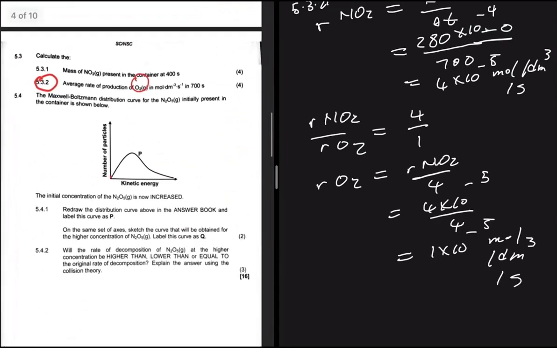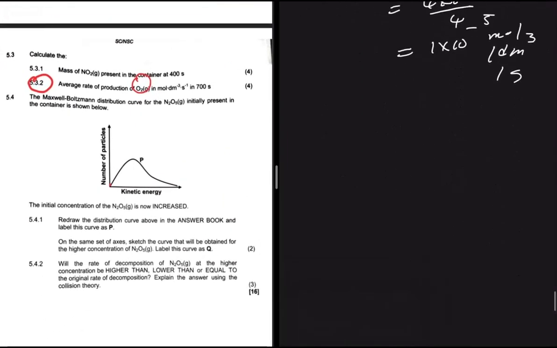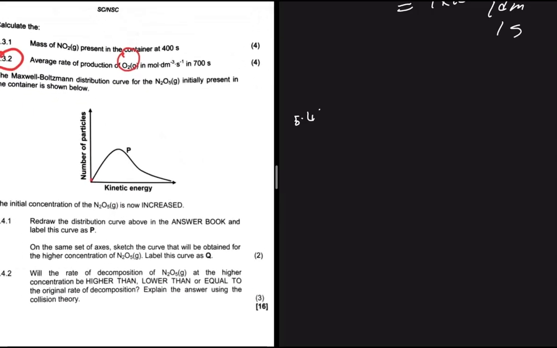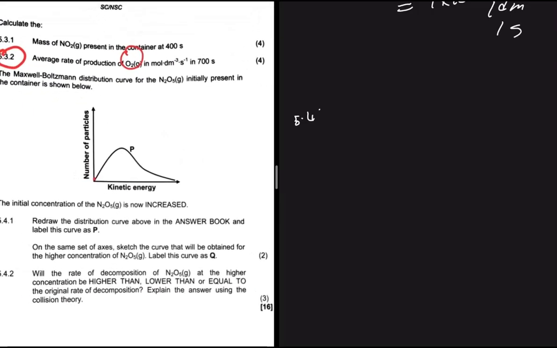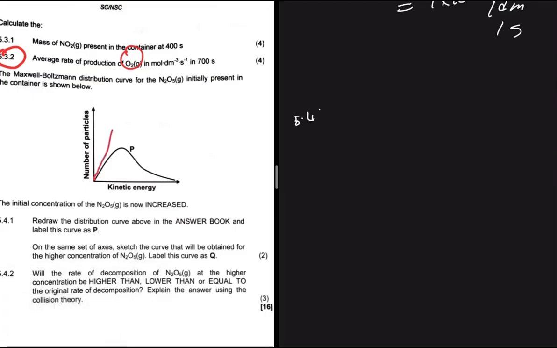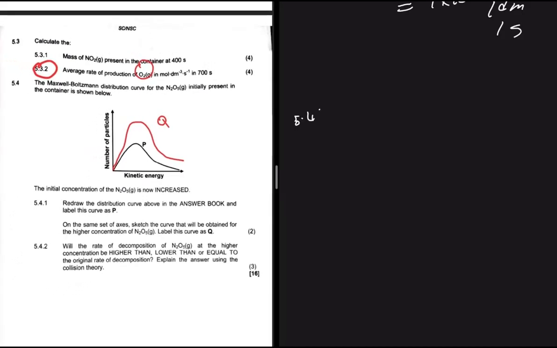5.3.2. And then 5.4. The Maxwell-Boltzmann distribution curve for the N2O5, so our reactant initially present in the container, is shown below. Redraw the curve above in your answer book and label this curve P. On the same set of axes, sketch the curve that will be obtained with higher concentration. So with higher concentration, the curve that should be obtained should look something like that. And now we just need to label it Q. Right.